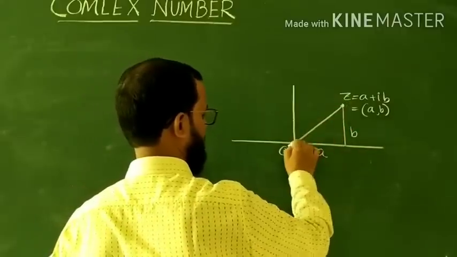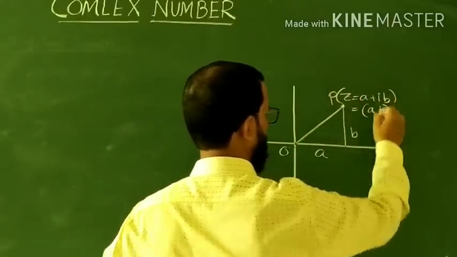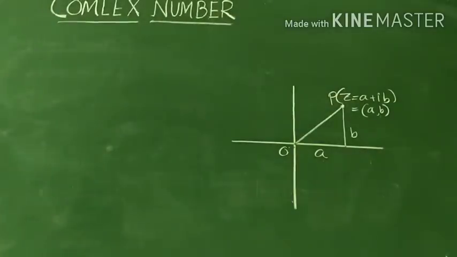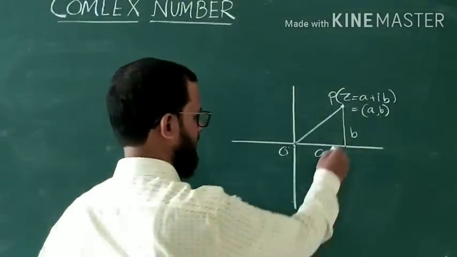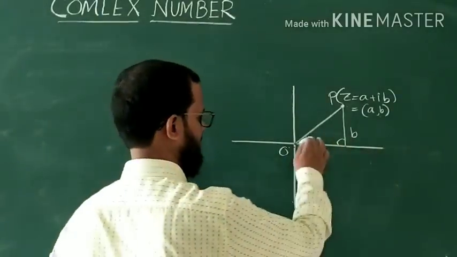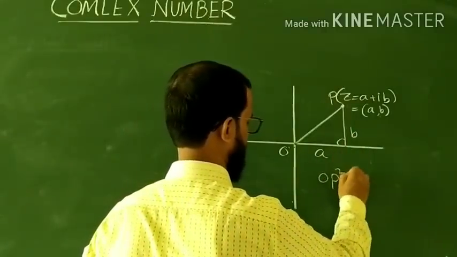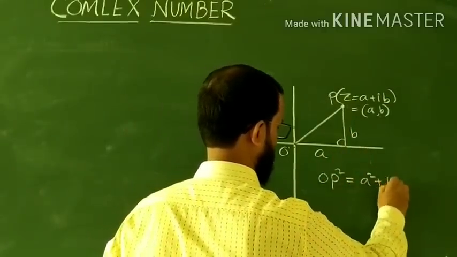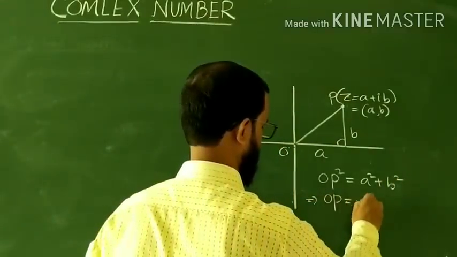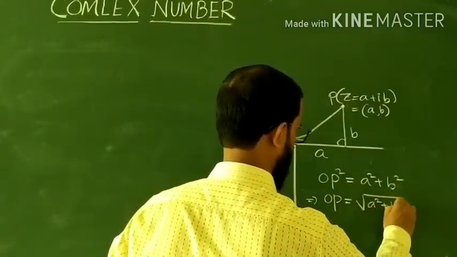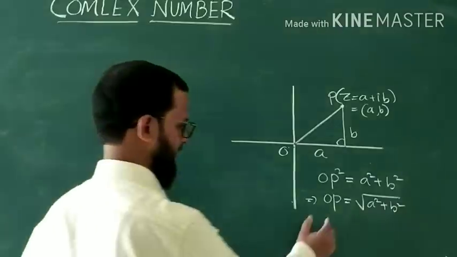If I draw a line from the origin to this point, suppose this is the point P. P is a point representing this complex number in the Argand plane. Now this is 90 degrees, and hence it is a right angle triangle. From this right angle triangle, OP squared is equal to a squared plus b squared, and from here OP equals the square root of a squared plus b squared.